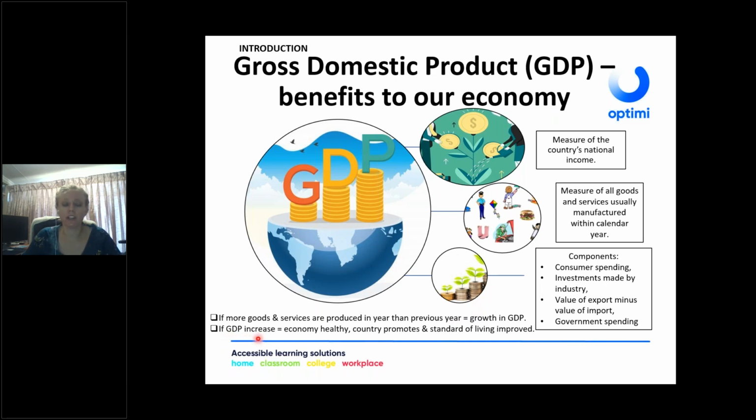So if the GDP increases, it means that our economy is healthy, it promotes our country, and it is also an improved standard of living.